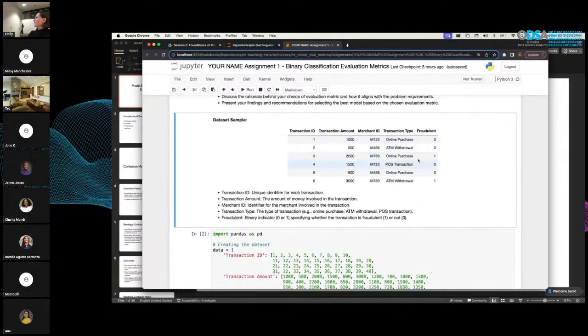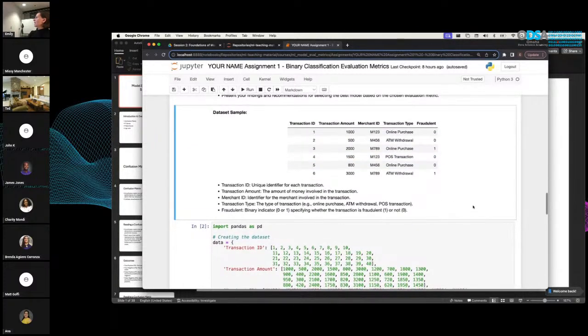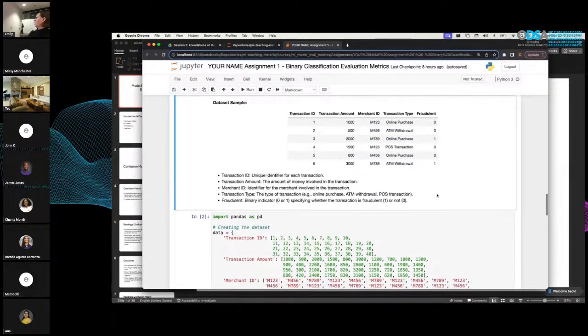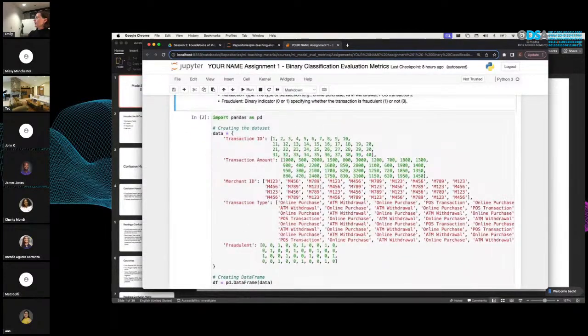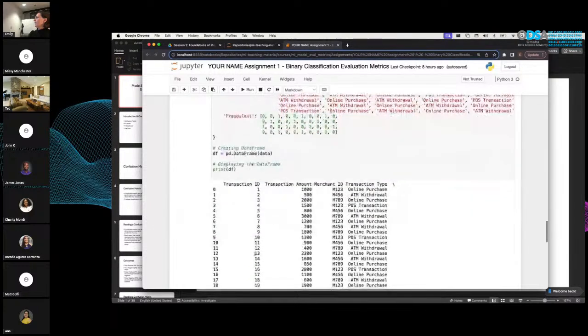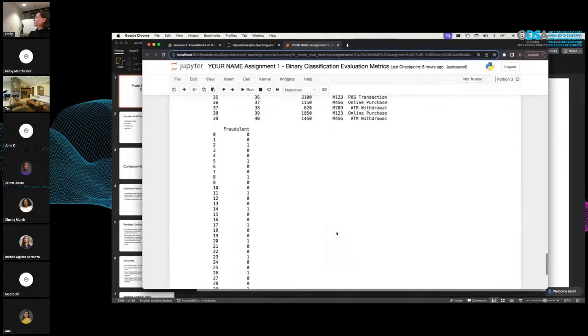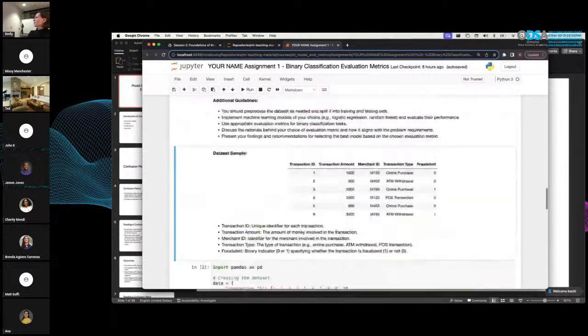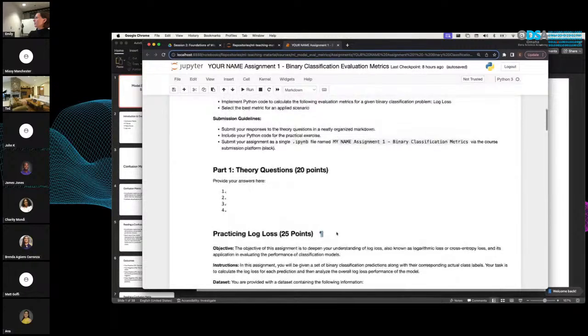So here's the data set here, just made a fake data set. It doesn't really mean anything, but here is the target that you're trying to predict. So was it fraud or not? So again, I gave you the data frame for this. So here is the data frame, and then all of your code will exist down here. Probably don't know what log loss is or any of that because we haven't talked about that. We'll talk about that today.